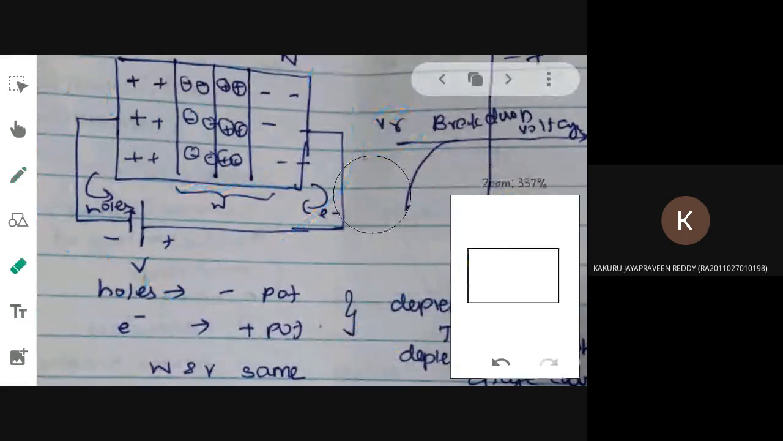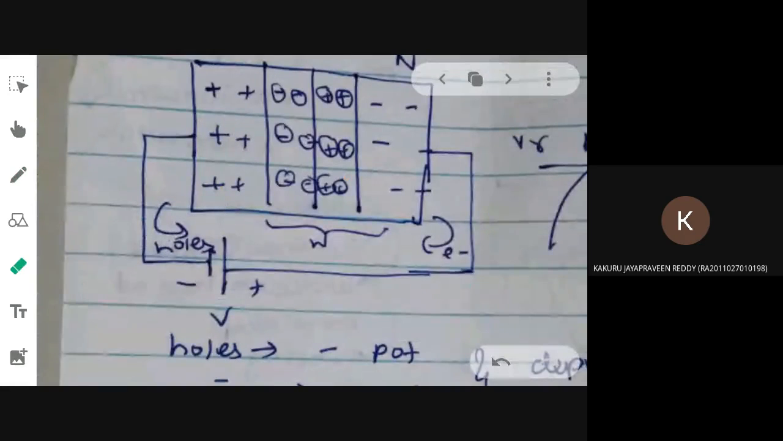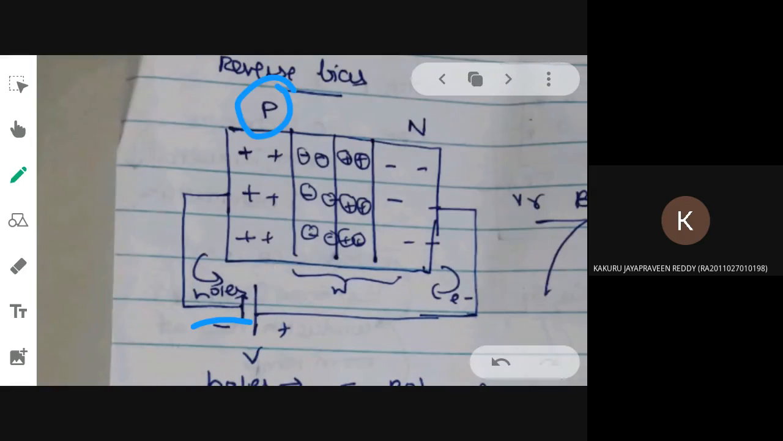Now because of this connection that you are giving, here negative, you already know what the majority charge carriers in P are. Holes, which are of positive polarity. So here positive, here negative. What will happen? Attraction. The holes will try to move towards the negative polarity.